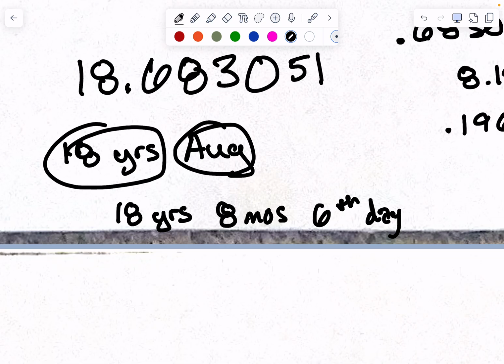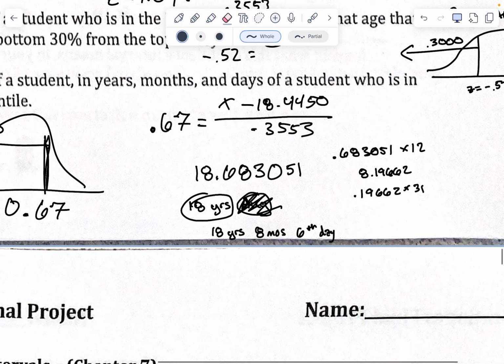Okay. It doesn't have anything to do with August. You are 18 years, 8 months, and 6 days old on graduation day if you are in the 75th percentile. Okay? Hang on. How about that?